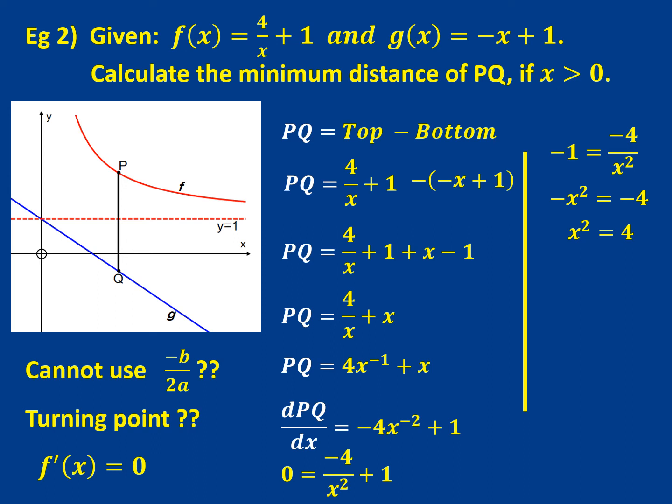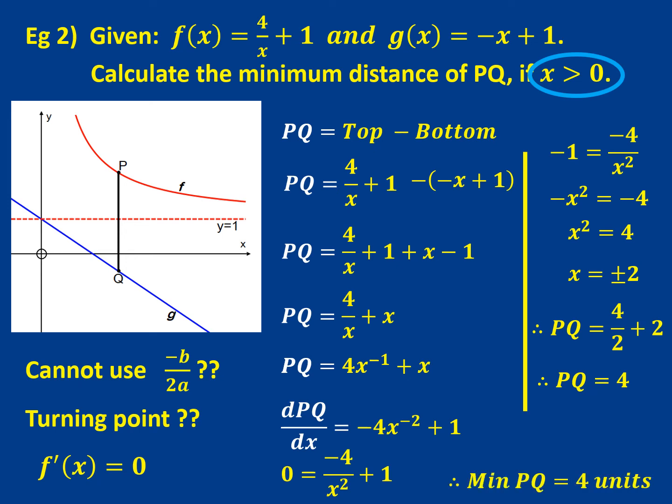Now remember, if we're square rooting, we have a squared, so we have to have plus and minus on the right-hand side. So we end up with x is plus or minus 2. But if you go back to the original question, we are looking for the x value that's greater than 0, so we're only going to use x is equal to 2. And I need to substitute that back into my equation for PQ. So PQ will equal 4 over 2 plus 2, which can simplify to 4. So the minimum distance of PQ in this example is 4 units.